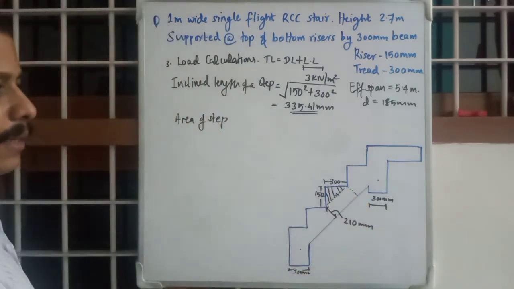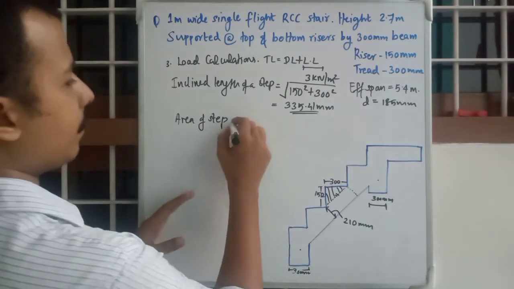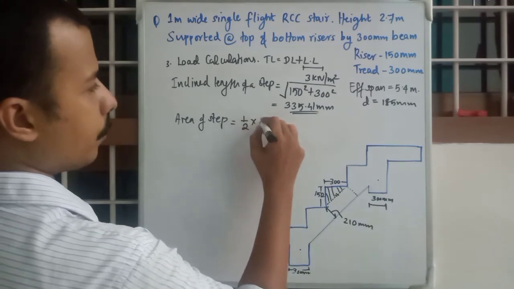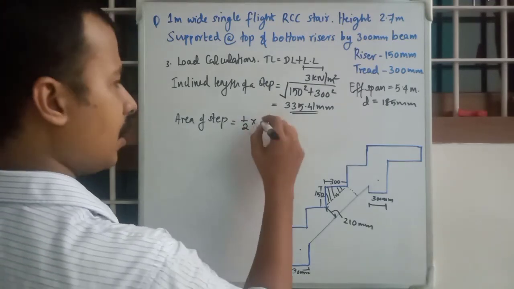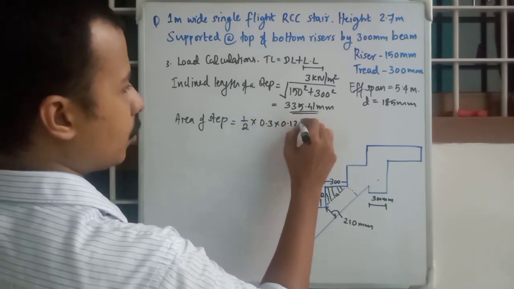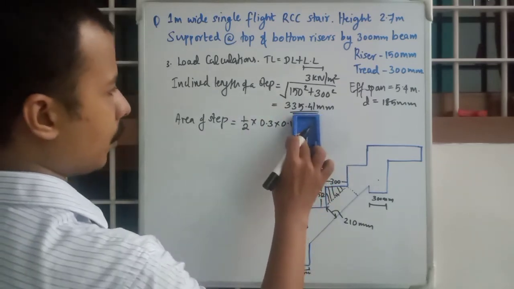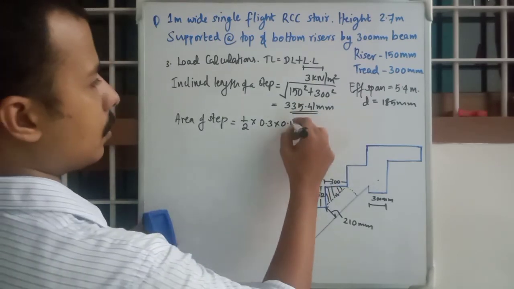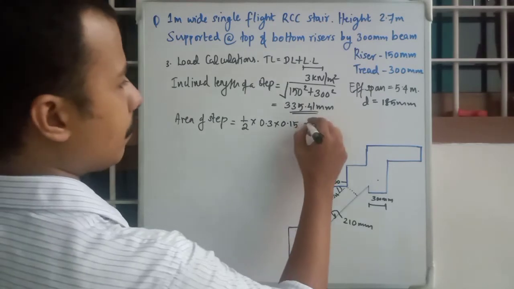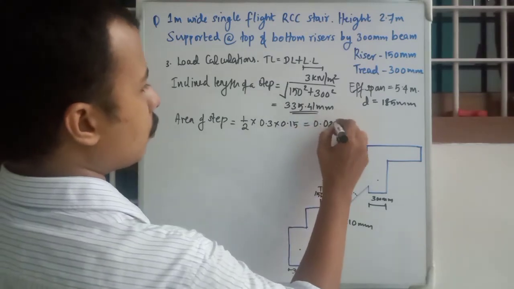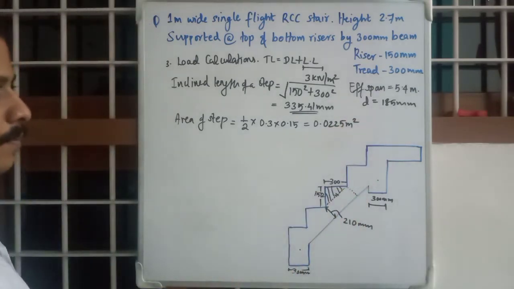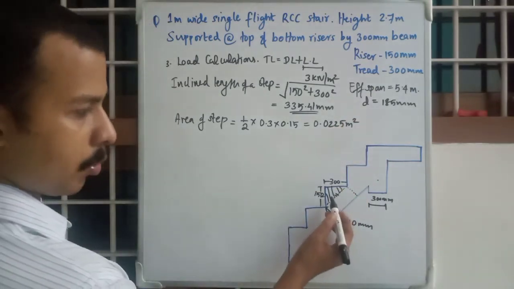How can you calculate that? Simply multiplying 1 by 2 into tread. We will calculate in meters, 0.3 into 0.15, tread and rise. Okay, that will be 0.0225 meter square, right? So you have this shaded portion area.